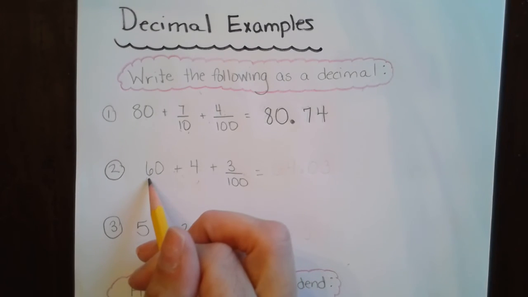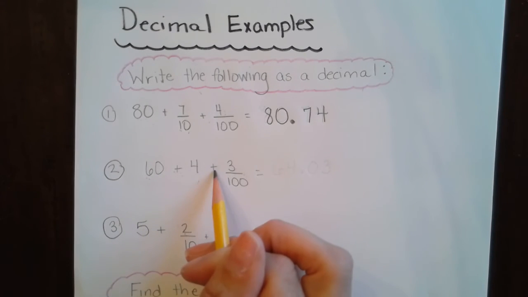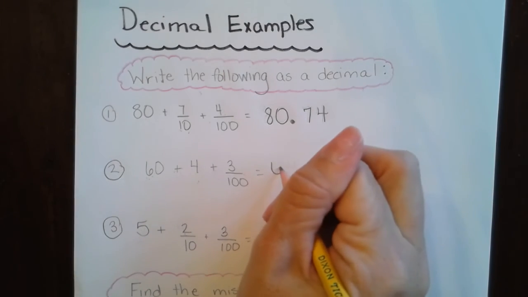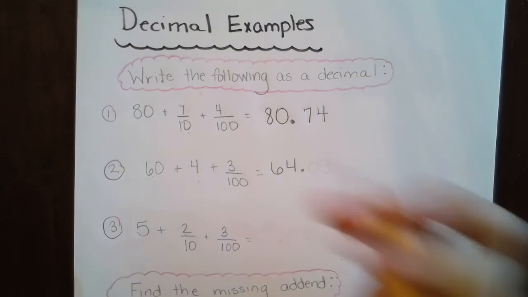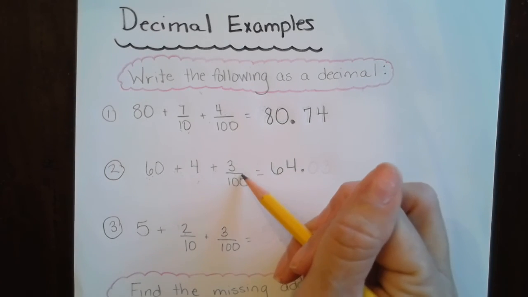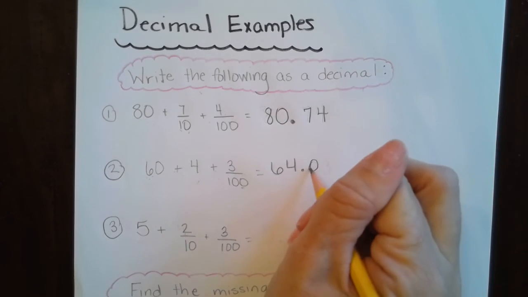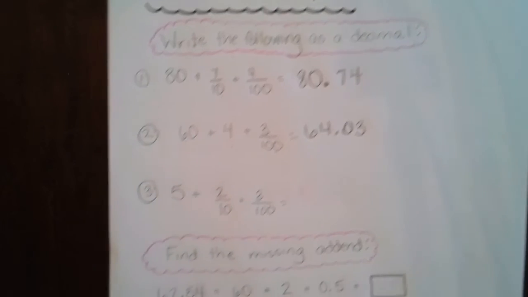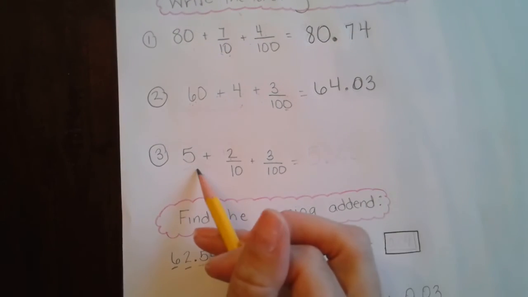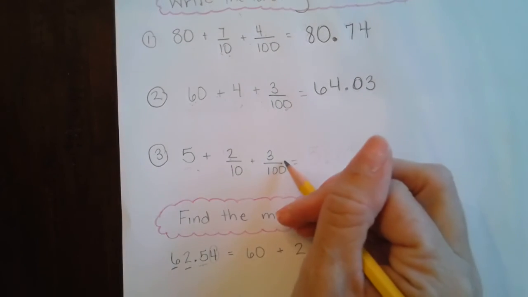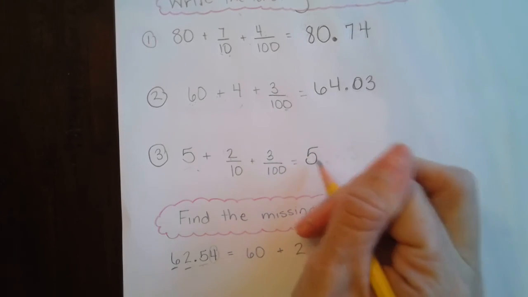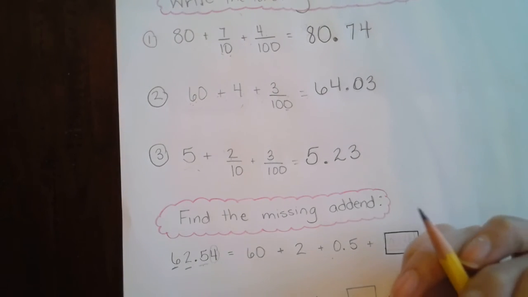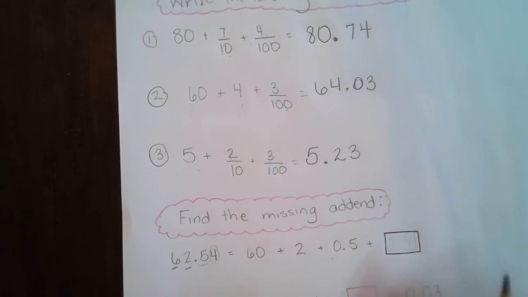Okay. Here I have 60 plus 4 plus 3 hundredths. Okay. So the 60 plus 4 is going to be my whole numbers. That's just 64. I have nothing in the tenths place and a 3 in the hundredths place. So I'm going to have to use a placeholder here to push the 3 off to the hundredths place. Okay. Here I have 5 wholes plus 2/10 plus 3 hundredths. So that gives me 5 in the whole number spot, 2/10 and 3 hundredths, 5.23 or 5 and 23 hundredths.